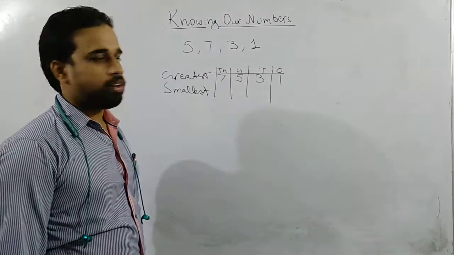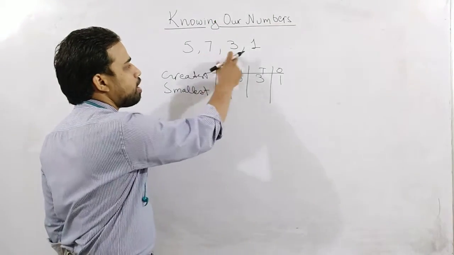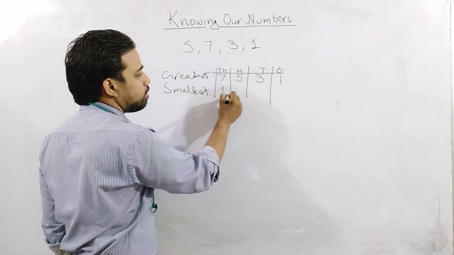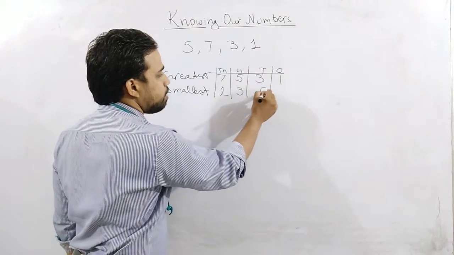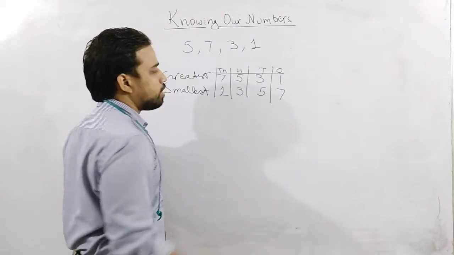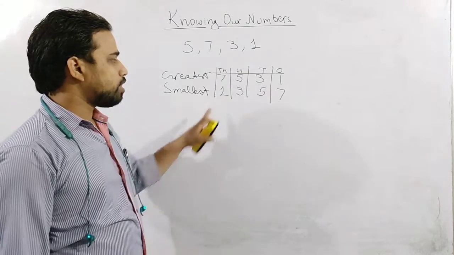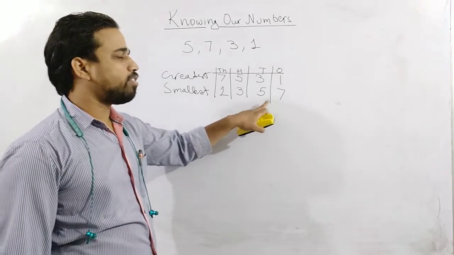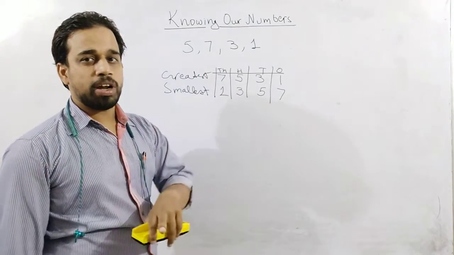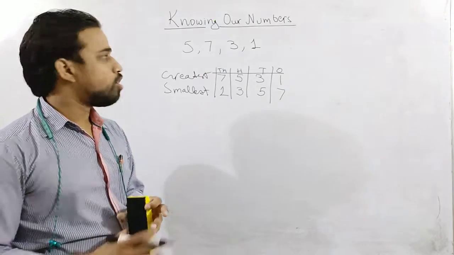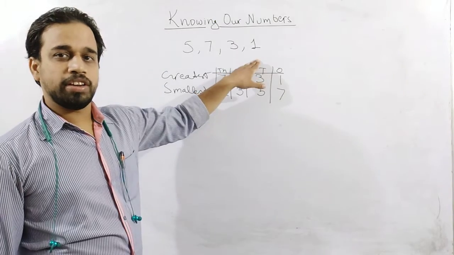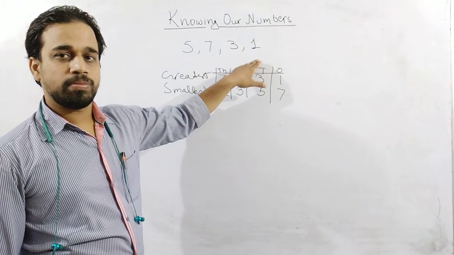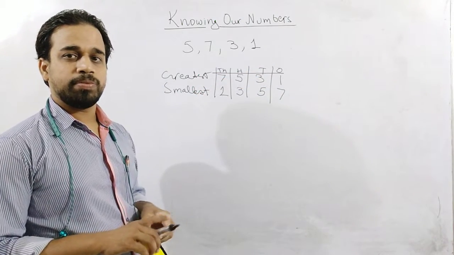Let's see the smallest one. So which number is the smallest? 1. Now which is the smallest? 3. Now 5 and then 7. 1357 is the smallest number that can be formed from these 4 digits. I hope you are getting this.